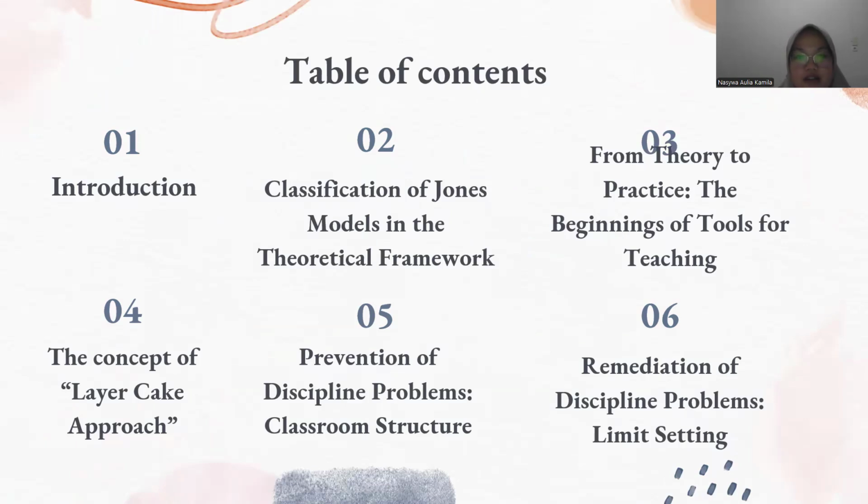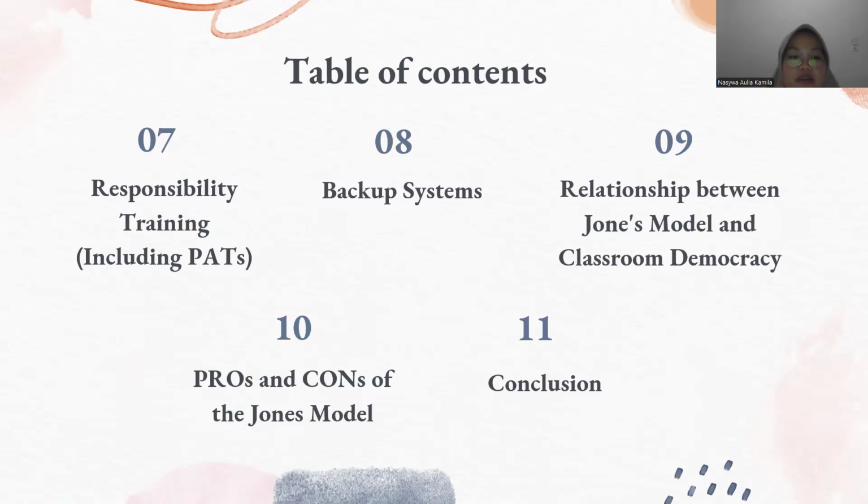And here is the table of contents. Number one is introduction, and number two is classification of Jones models in the theoretical framework. And then number three, the theoretical practice, the beginning of the tools for teaching. And then number four is the concept of layer cake approach. And then number five is prevention of discipline problems, which is classroom structure. And then number six is remediation of discipline problems, limit setting. And then number seven is responsibility training, including PATs.